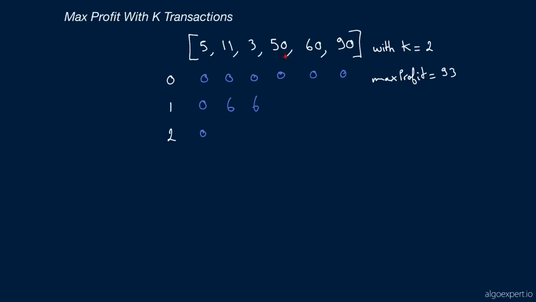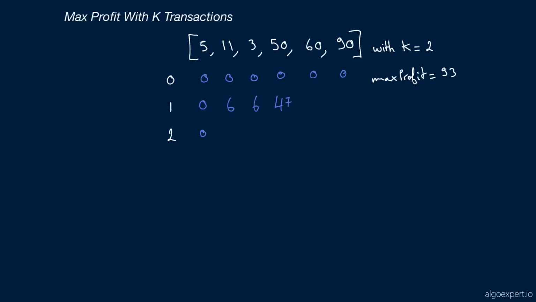Now we move on to this point. Now here we could get $45 if we were to buy at 5 and sell at 50. We could make $39 if we bought at 11, sold at 50, or we can make $47 if we buy at 3, sell at 50. So the maximum here is going to be $47.